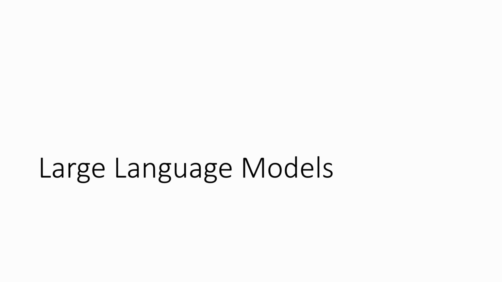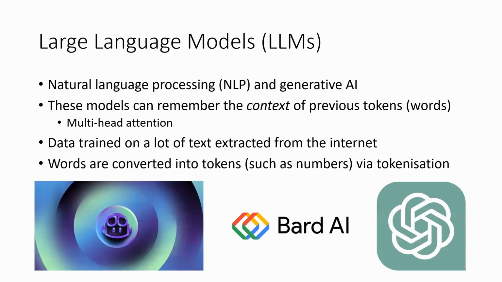Okay, language models. This is kind of what everyone is about, right? We're interested? All right, so natural language processing, which we talked about before with the RNNs and LSTMs, is generative AI. We give it some prompts and we want it to generate something back to us. These models can remember previous contexts, the things we were talking about, semantics, and previous words. I'll go into this attention thing in more detail in the next couple of slides, but we trained this on a lot of text data extracted directly from the internet.